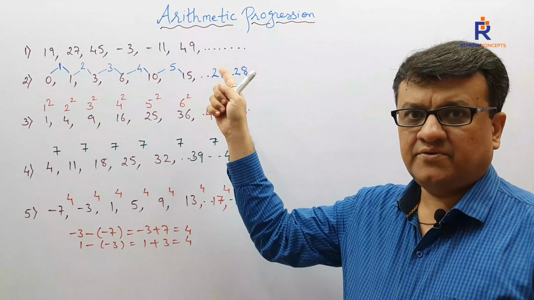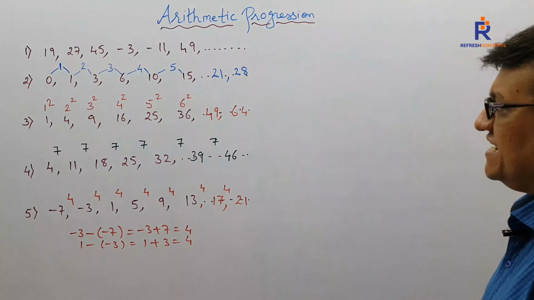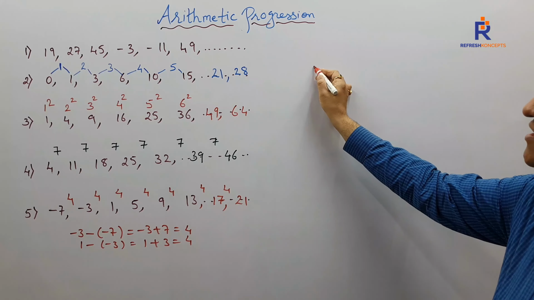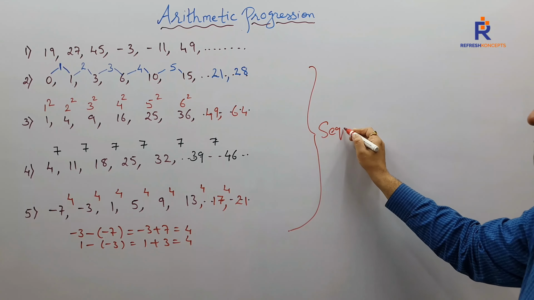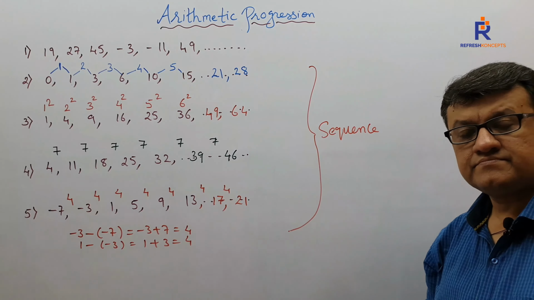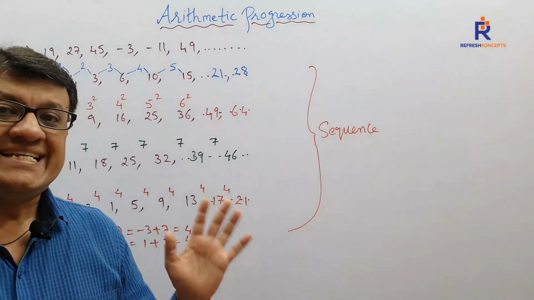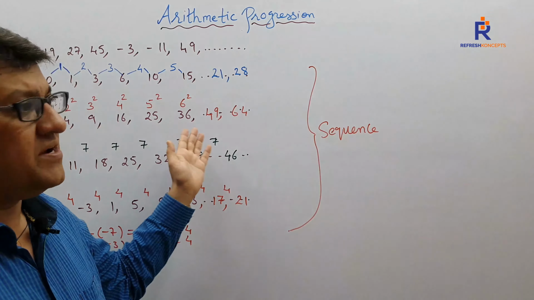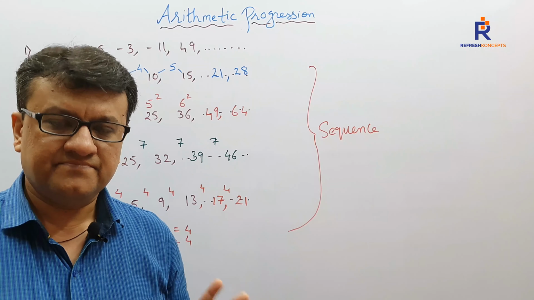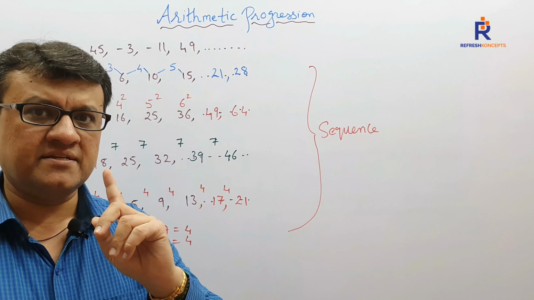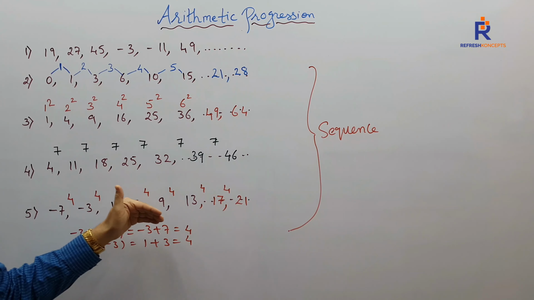Leaving the first one, the second to fifth are all termed as sequence. What are they termed as, children? They are termed as sequence. Now what is the definition of a sequence? A sequence is nothing but a list of numbers which are arranged in a definite pattern, or you can say a specific pattern. We were in a position to predict it.